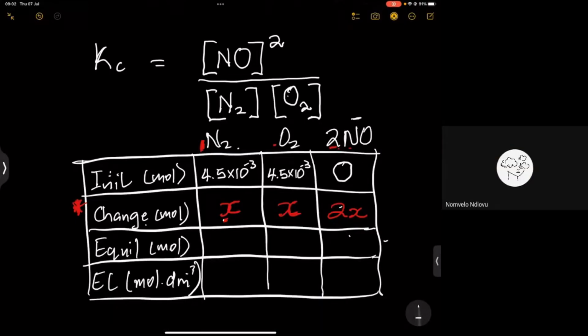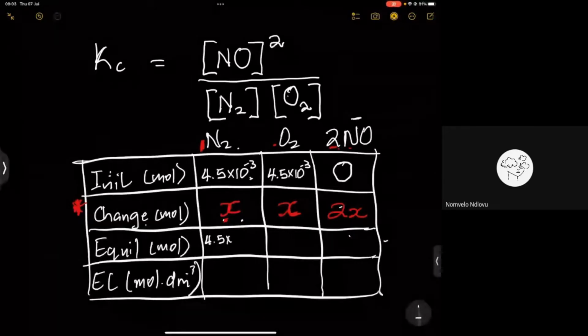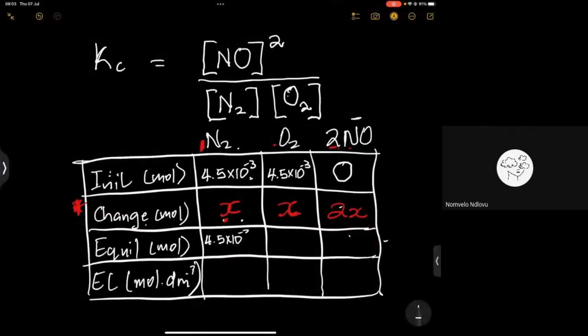Now, I want you to think about it. I started with 4.5 times 10 minus 3. Remember, these are my reactants, so I'm using them, right? So in this case, I'm using an X amount. What would I have at equilibrium? It would be 4.5 times 10 minus 3 minus X. Okay, so that's what I would have. In this case, it would be obviously less X.